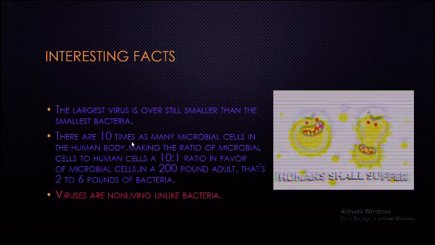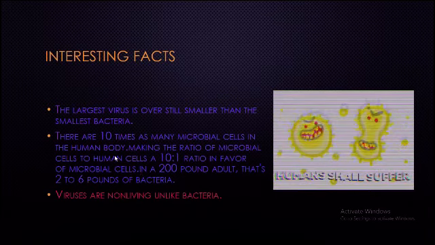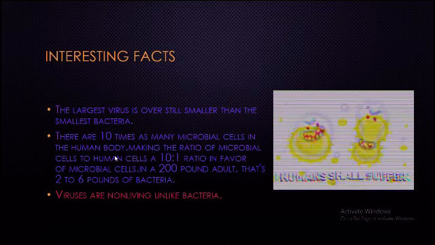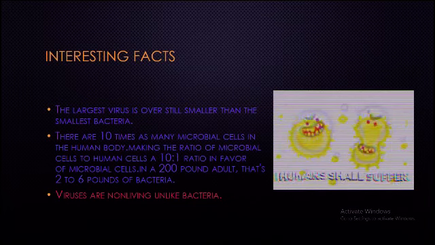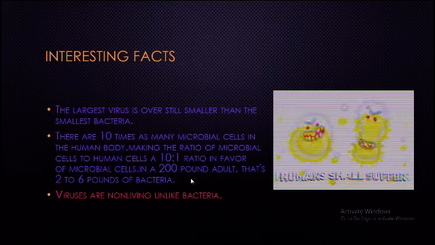There are 10 times as many microbial cells in the human body, making the ratio of microbial cells to human cells a 10 to 1 ratio in favor of microbial cells. This means that there are more bacterial cells in the body than human cells. And in a 200-pound adult, that's 2 to 6 pounds of bacteria.